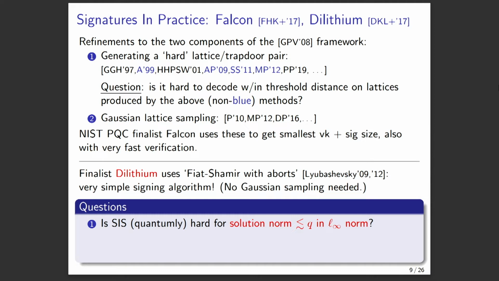In particular, and this calls back to the question you asked about other norms, Dilithium assumes, rather, that some form of SIS is hard where your solution merely has to be somewhat smaller than Q in the L-infinity norm. Okay? So every coordinate of your Z solution has to be maybe less than Q over 10 or something like that, right?